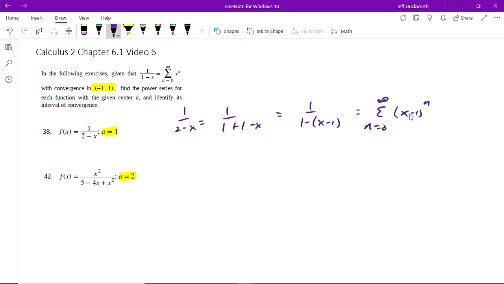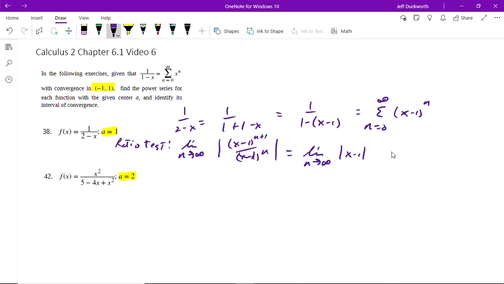Now, we need to evaluate it. We'll use the ratio test. So we want the limit as n approaches infinity of the absolute value of x minus 1 to the n plus 1 over x minus 1 to the n. And that one's easy to do. It's just going to simply be the absolute value of x minus 1. Now, n has no play in this, so we just need to have this less than 1.